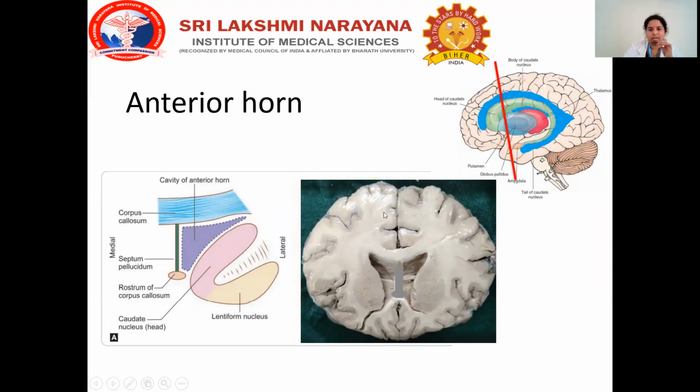So this is how it looks in the specimen. A coronal section passing through the anterior horn of the lateral ventricle shows the roof formed by the body of the corpus callosum, the floor formed by the rostrum of the corpus callosum, the medial wall formed by the septum pellucidum, and the lateral wall formed by the head of the caudate nucleus. And this is the anterior wall, which is formed by the genu of the corpus callosum.